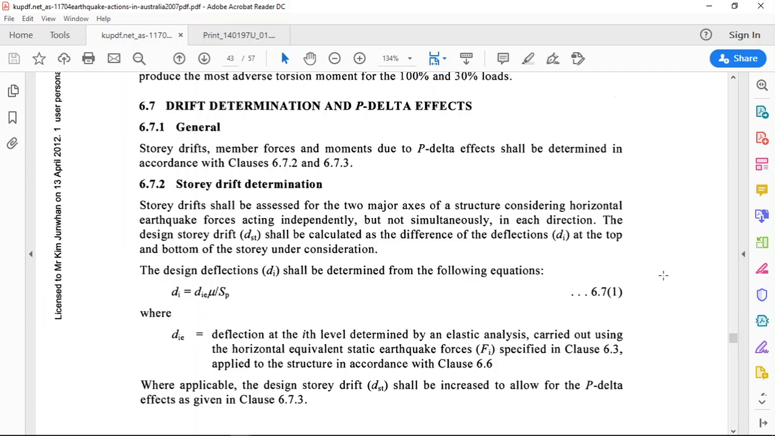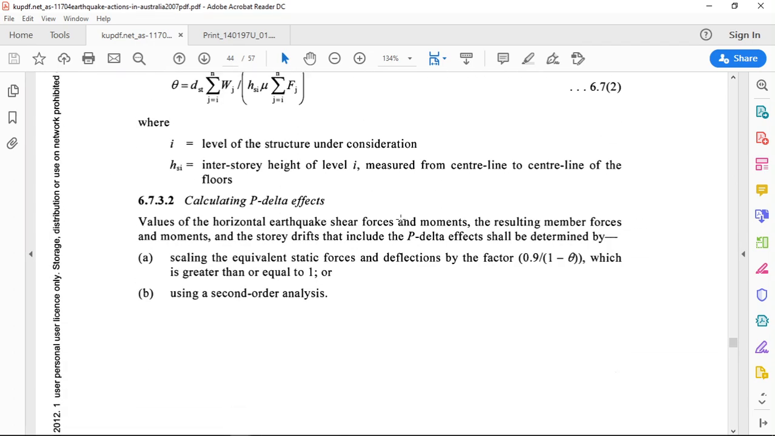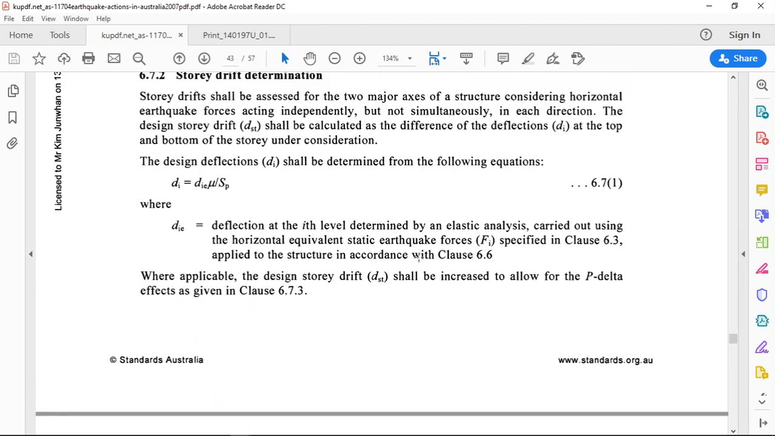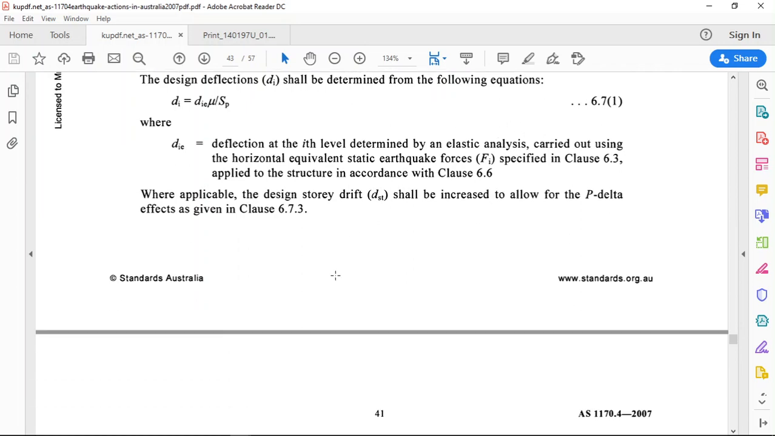Two things that we check for when determining the performance criterion of the building are the story drift and the PDelta effects. For the story drift, the code usually specifies that it should be limited to 1.5% of the story height. So whatever story drift you determine should be less than 1.5% of the story height. If that is satisfied, you can conclude that the performance of the building is satisfied as well.